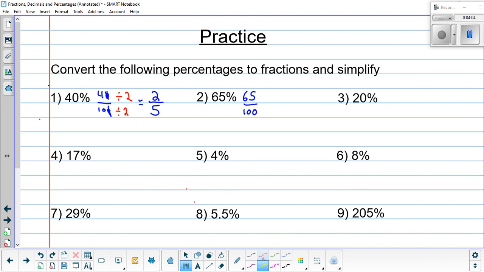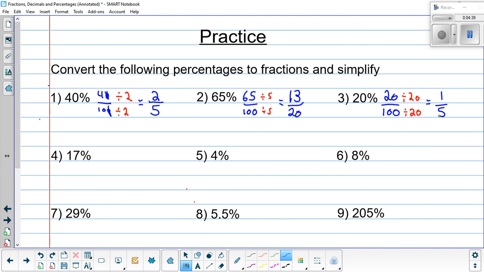So 65%, same thing, 65 over 100. And then we're going to divide by 5, divide by 5. Then we're going to find that that is 13 over 20. And 13 is a prime number that does not fit into 20, so we're done. Next, same thing, 20 over 100. Here I can see that I can divide by 20 in each, which allows me then to get 1 over 5.